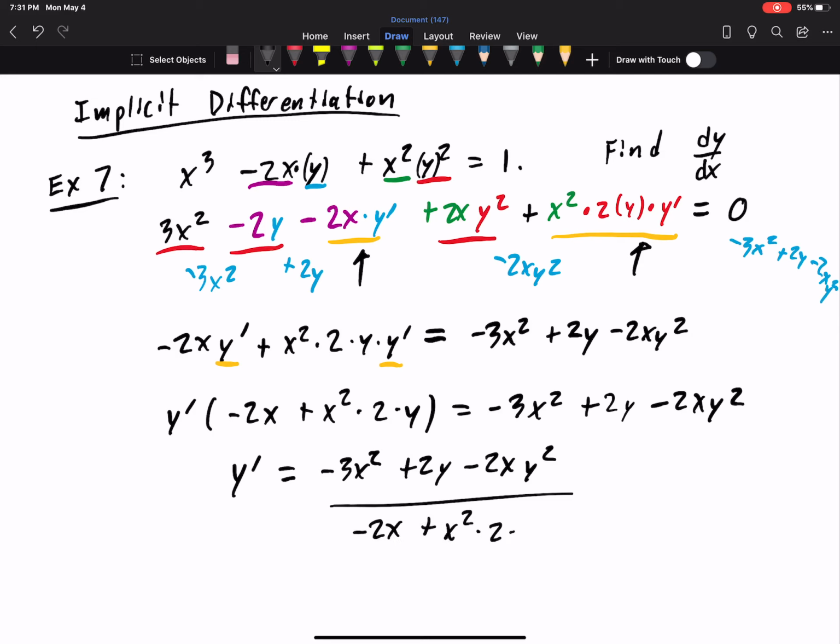Yes, I could rearrange these terms. No, I don't care, and your teacher's probably not going to care either. So that's the answer. That's how you do this one. It's just a lot of product rule and just complicating the derivatives, but the method is still exactly the same. All right, so that's example number 7.